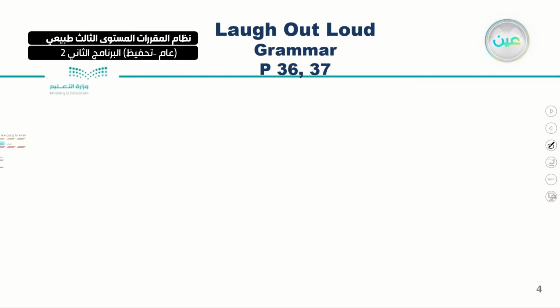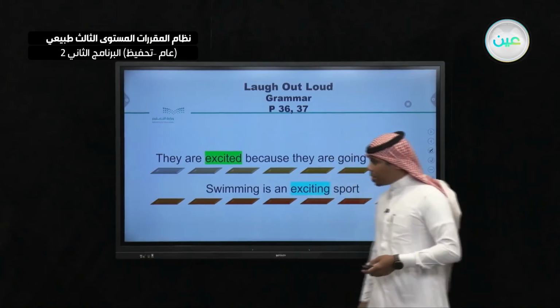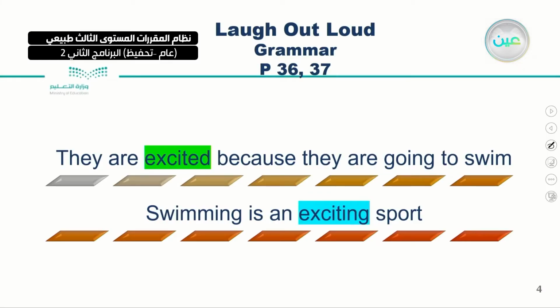Now, look at these two sentences. They are excited, I mean the guys in the car, because they are going to swim. Excited here is talking about feeling. We use the past participle adjective to show or to express feelings. Very good. What about the second one?